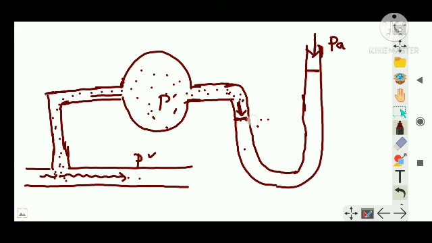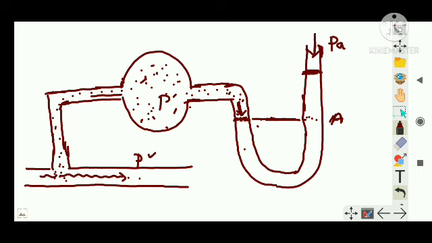Initially the position was here, right? Let's say this position as A. So at this position, let's say the pressure was P, then this pressure also will be P. Now when you made this gas enter, this gas pushed this column downwards and this column moved upwards. This much is easy?